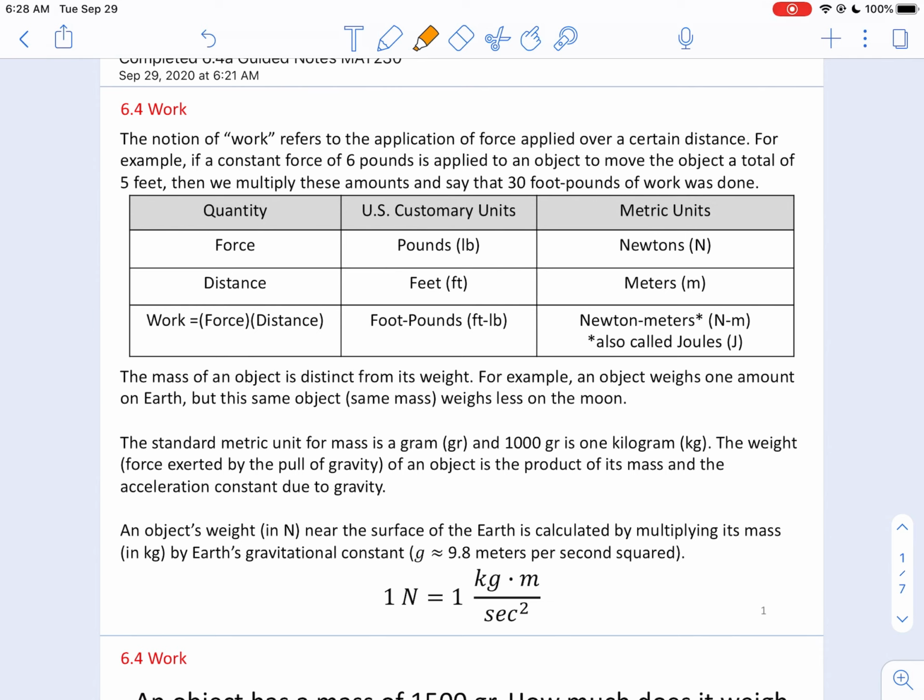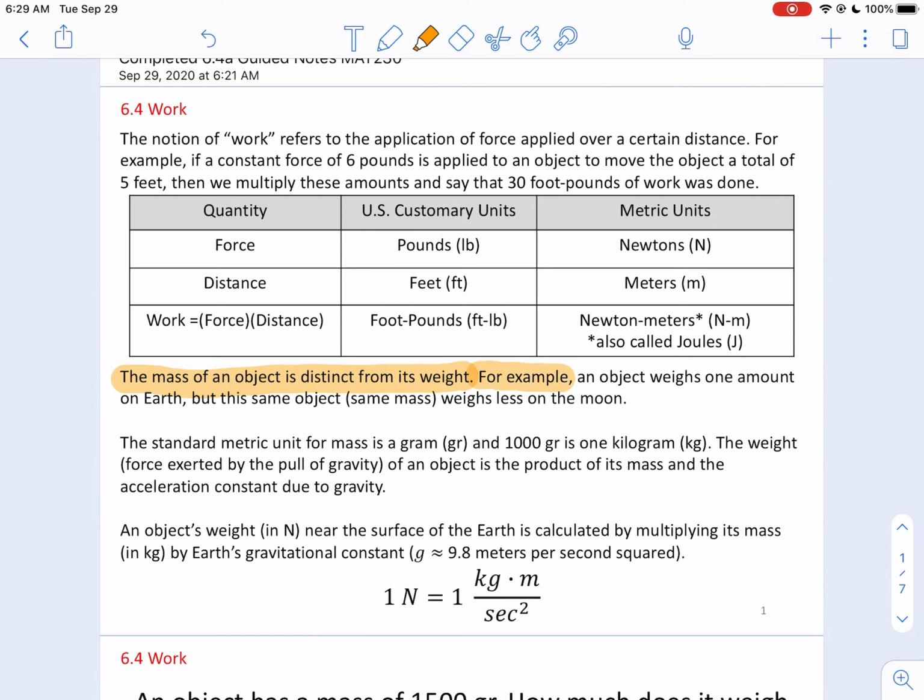And then work, when you calculate work by doing force times distance, in the U.S. customary system, that's going to be pounds times feet, or the unit is called a foot-pound. In the metric system, it's going to be newtons times meters, so you can call them Newton meters, but there's another word we use for Newton meters. It's called joules.